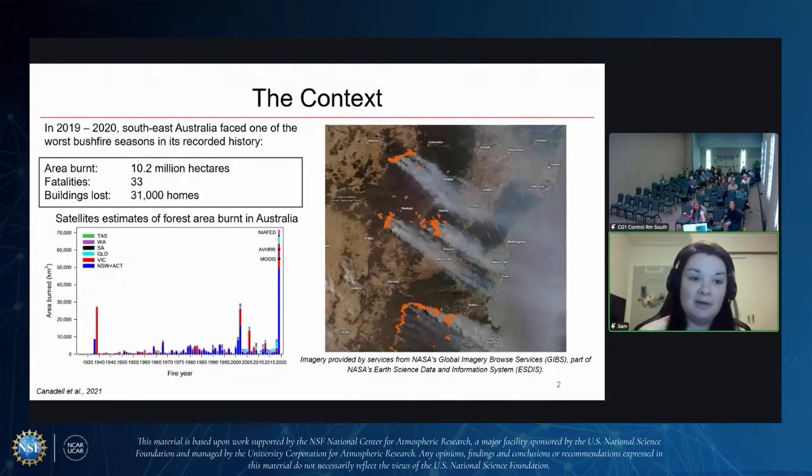But just to jump back a little bit and give everyone some context, in the 2019 to 2020 summer season, the southeast of Australia faced one of the worst bushfire seasons in its recorded history. And in this graph here, the estimates for the forest area burnt in that summer period was more than double any previous year. And this image from NASA Worldview was taken on December 31st of 2019. It shows just the extent of the fires that were happening in this period in this region.